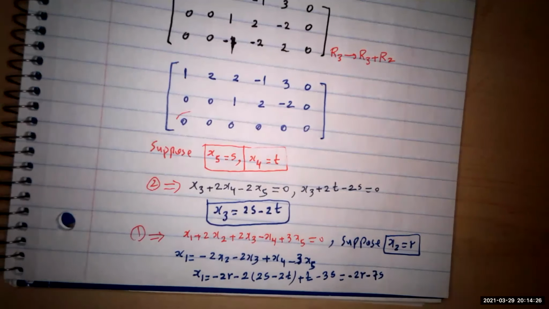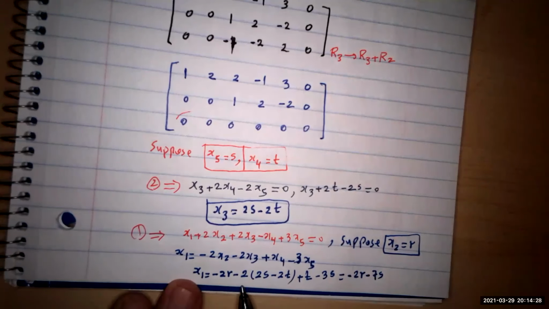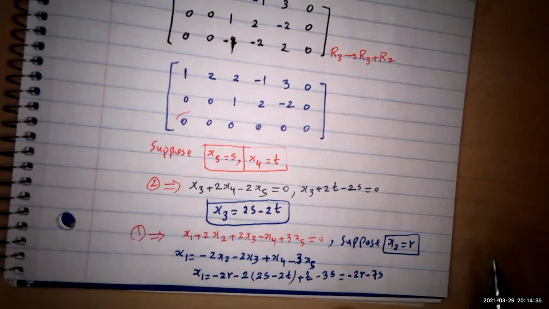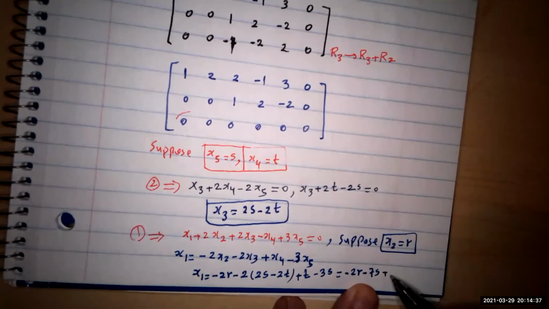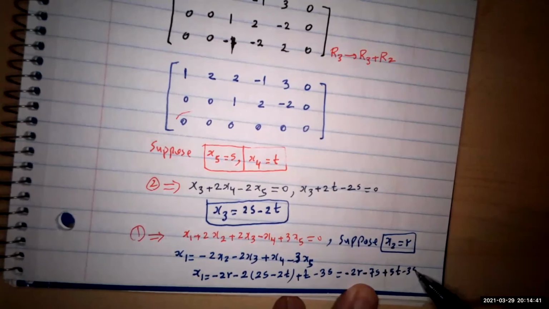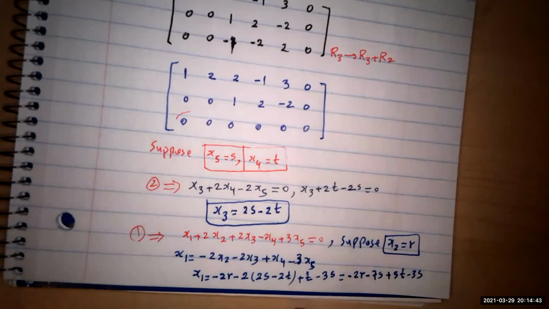This is a double check. So that would be 5t. 5t minus 3s is going to be the x1. So I have everything I need.